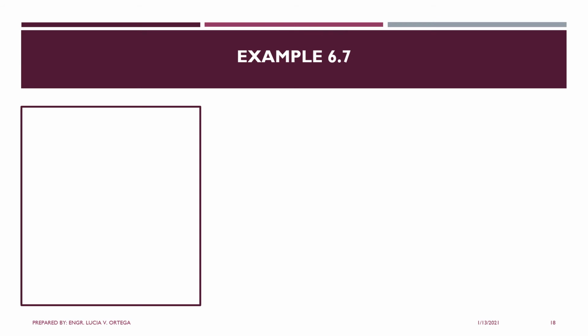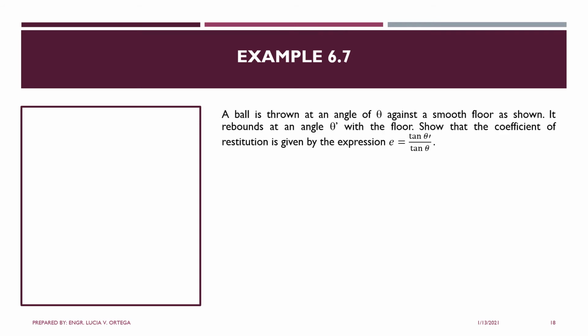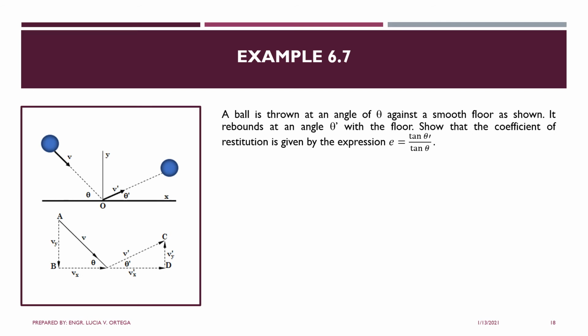Okay, let's discuss the next problem. A ball is thrown at an angle theta against a smooth floor as shown in the figure. Where's the figure? So this one. It rebounds at an angle theta prime with the floor. Show that the coefficient of restitution is given by the expression e equals tangent theta prime over tangent theta.